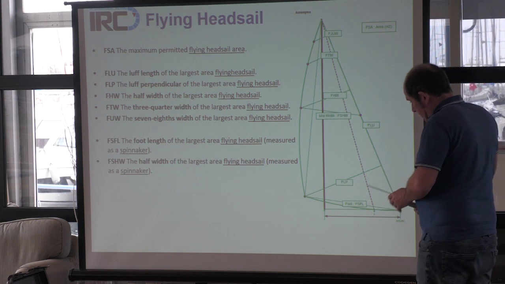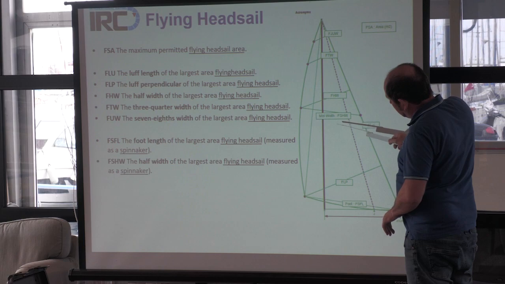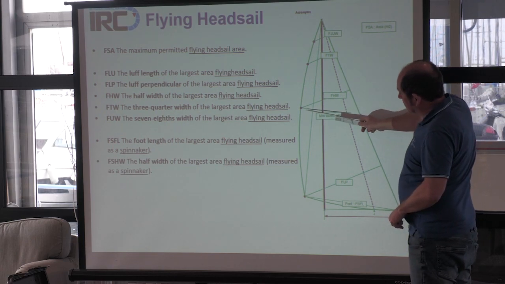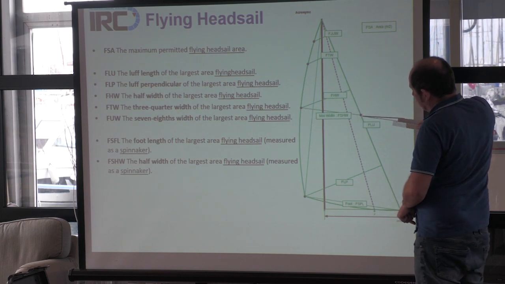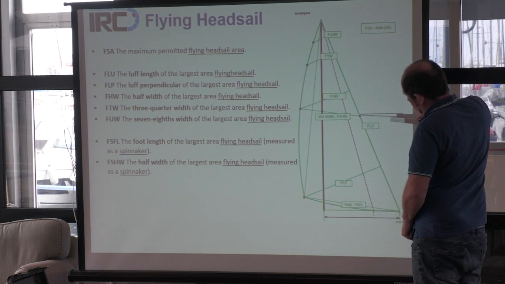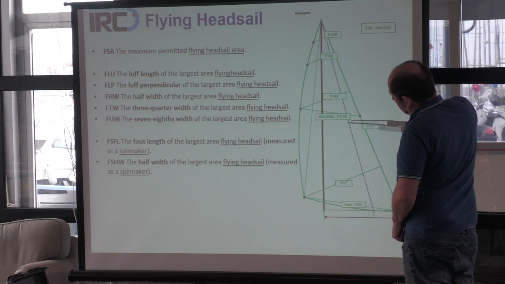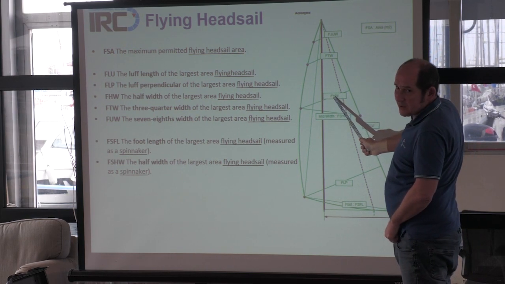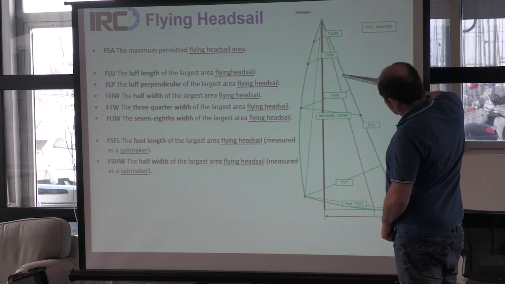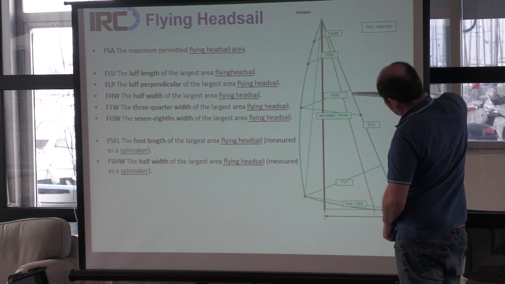Something I'd like to draw your attention to is the difference between the half width measurements. When you measure a sail like a spinnaker, you go from the half reach point to the half leech point. When you are measuring the half width on a head sail, you measure from the leech point to the shortest distance along the luff, perpendicular to the luff.